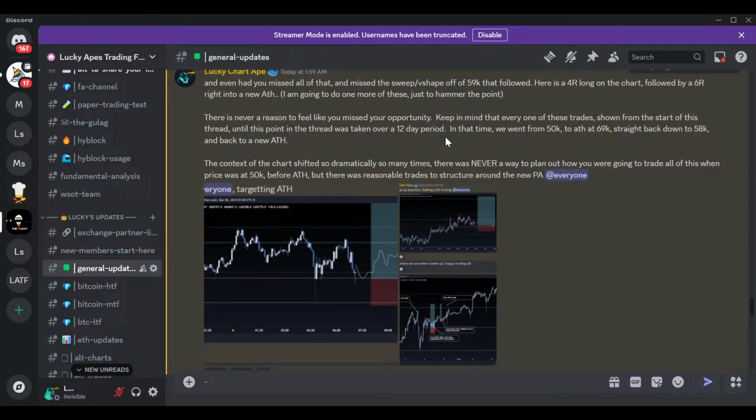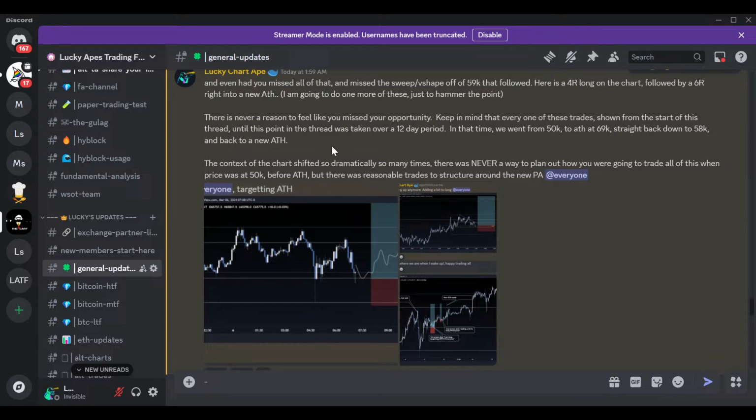Keep in mind that every one of these trades shown from the start of this thread until this point in the thread was taken over a 12-day period. In that time, price went from 50K to 69K, straight back down to 58K, and then back to a new all-time high, in a condensed 12-day period. There is no way to have planned all of these trades beforehand and to have predicted that in the next 12 days, we're going to go straight up to 70K, straight back down to 58K, straight back up to 73K. But there were tons of clean setups.